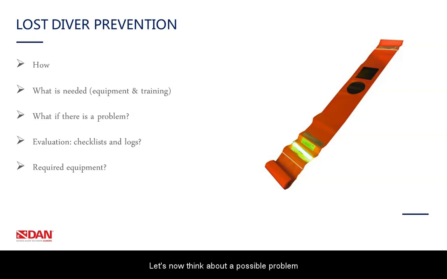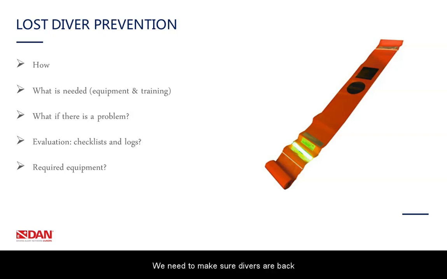Let's now think about a possible problem. What about the client that shows up without a DSMB? What to do next? Send him back home? Or organize yourself so that you have extra DSMBs for sale, rent, or even to give them to use during the dive? Does it make sense?